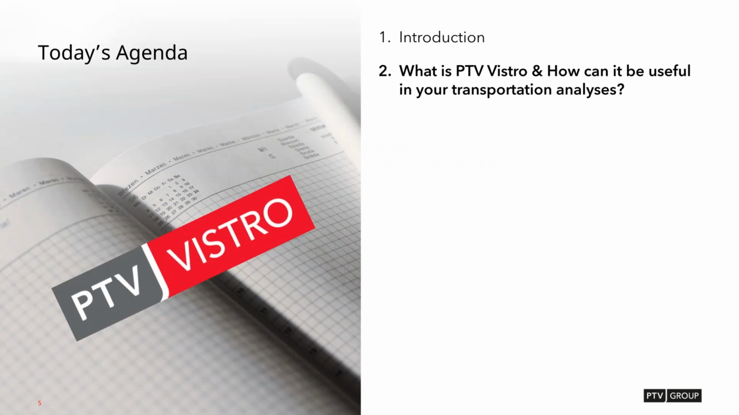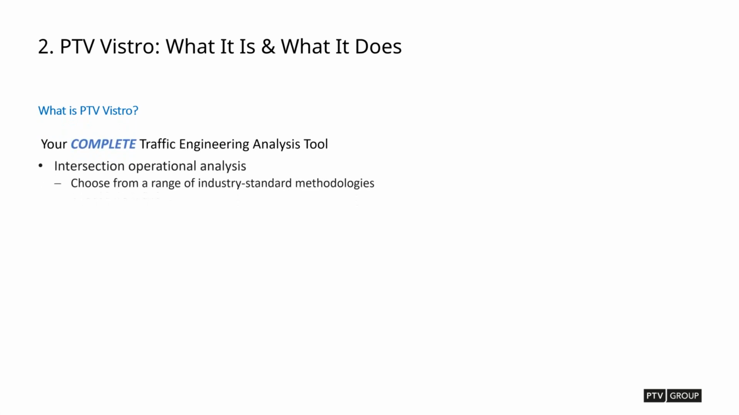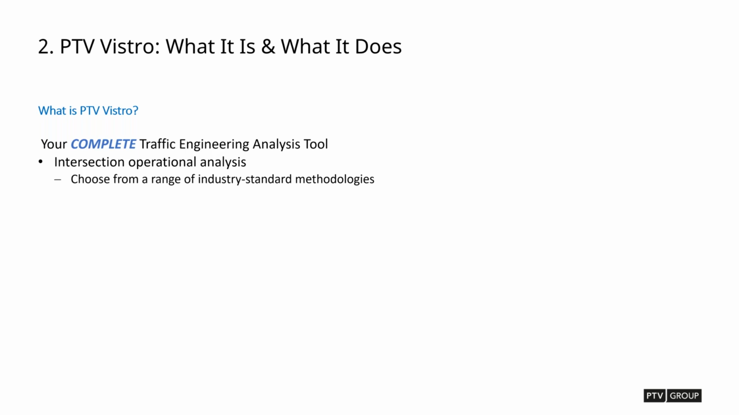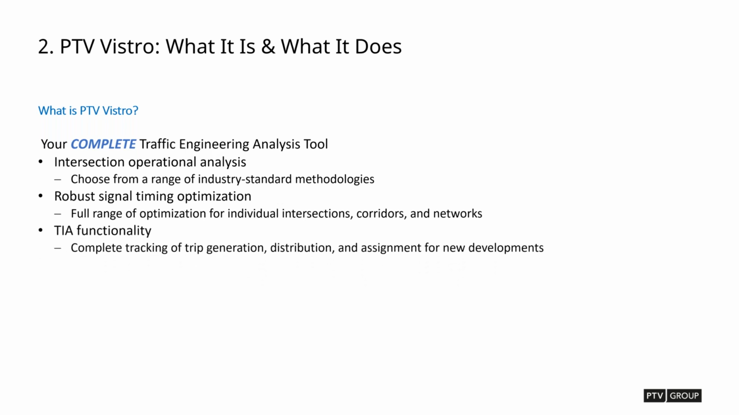All right, moving along to agenda item 2, what is Vistro and how can it be useful in your transportation analysis? Otherwise known as what it is and what it does. Just as a little background, if you haven't really seen Vistro in action, at its core, it does intersection operations analysis, but it also has a whole workflow component that deals with traffic signal optimization all the way up to the network level or corridors or individual intersections. We're not going to really touch on that today, but we have a lot of resources I can point you to during the Q&A as well.